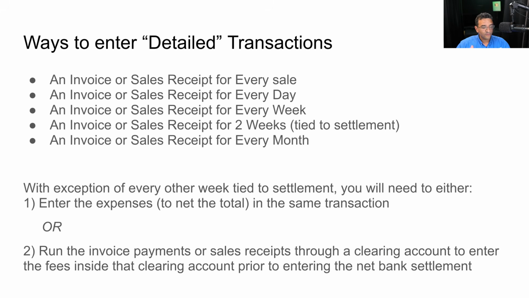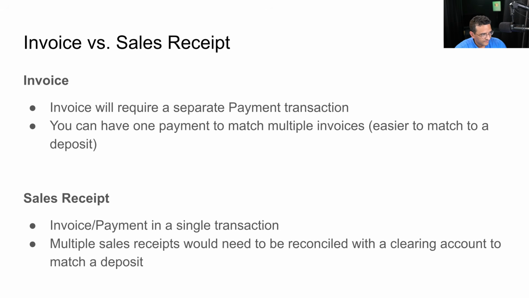Or we're going to run invoice and payments to a sales receipt to the clearing account and put the fees inside that clearing account. So imagine that clearing account being a bank account and you can throw the fees in there. Either one works. You net them on the transaction or you put them on the register separately.